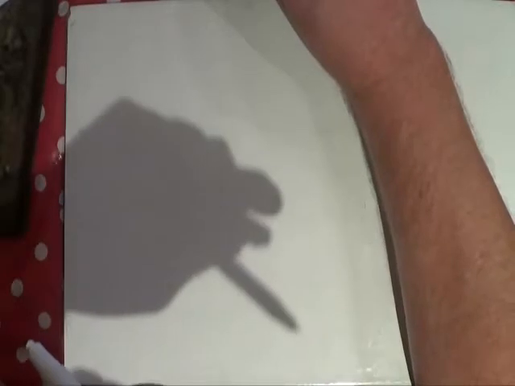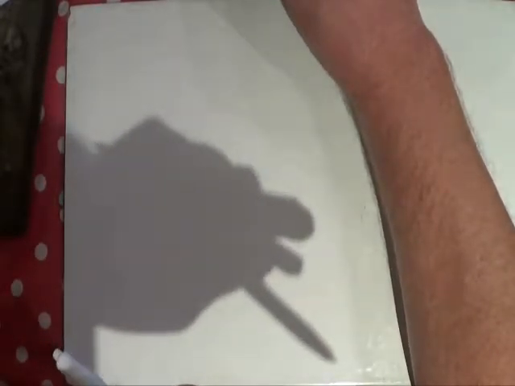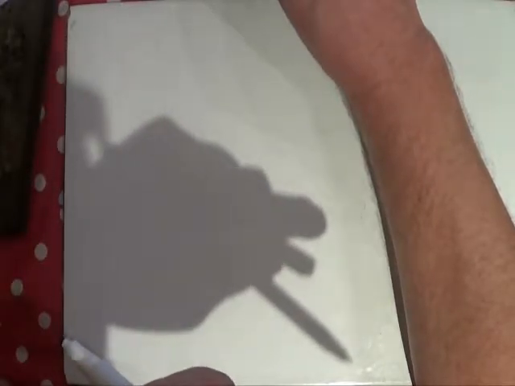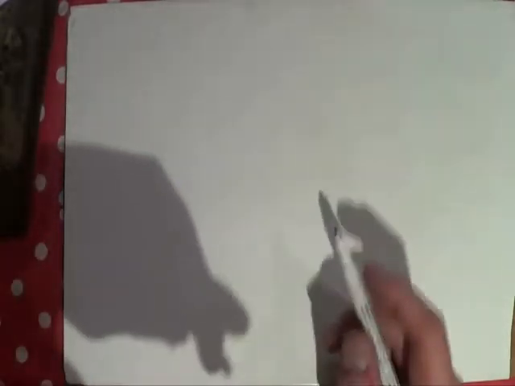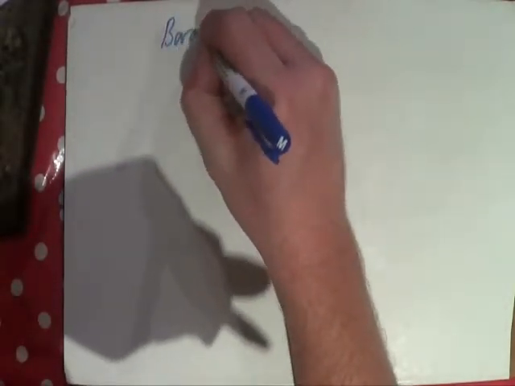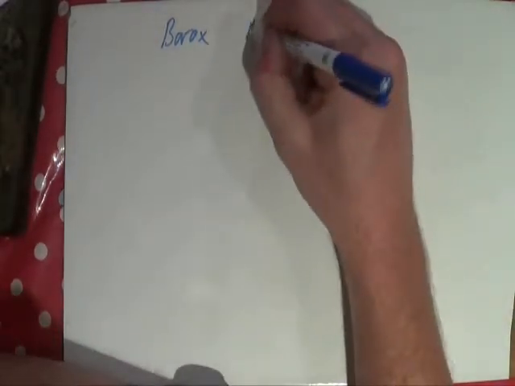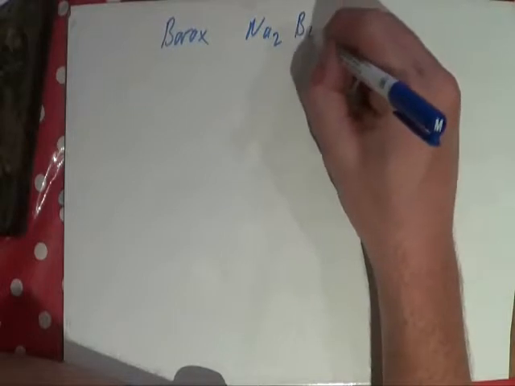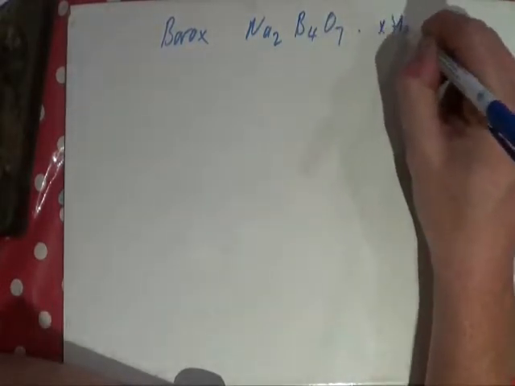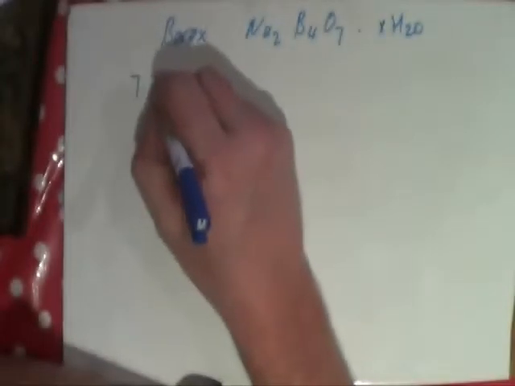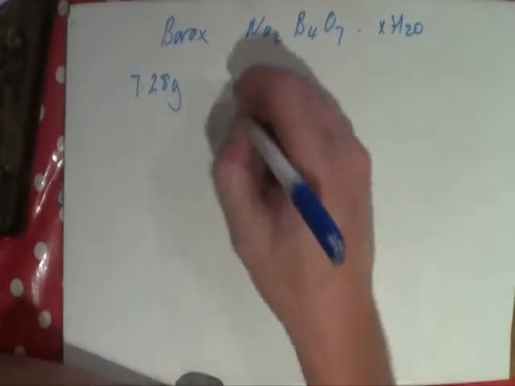Okay, so let's have a look at a few of these. I'm just trying to find a few. Okay, so this is a compound called borax, and borax has a formula of Na2B4O7.XH2O.